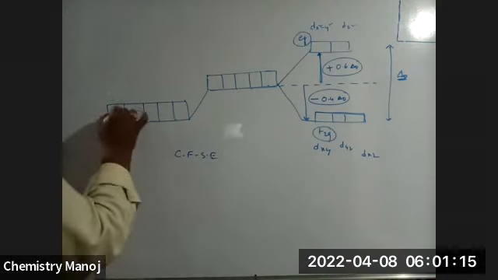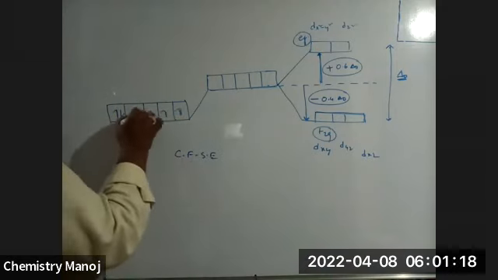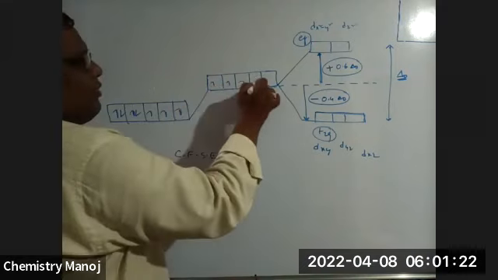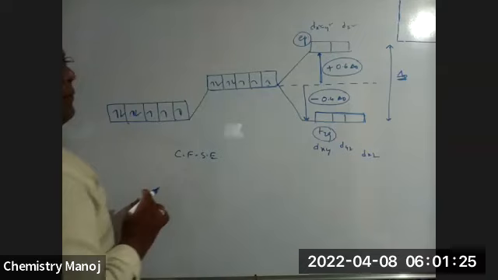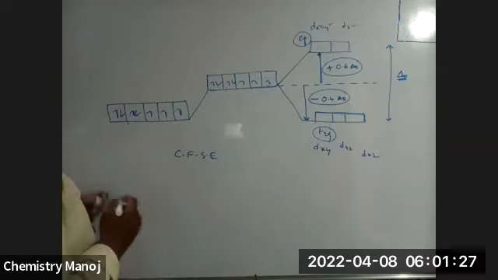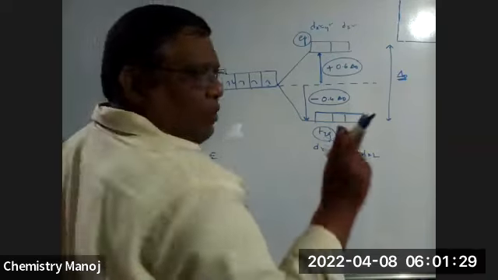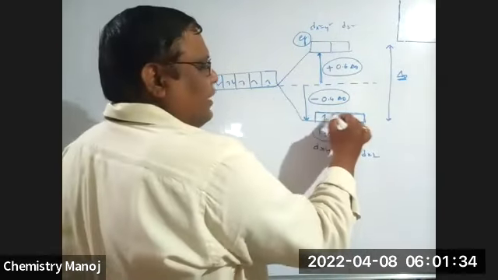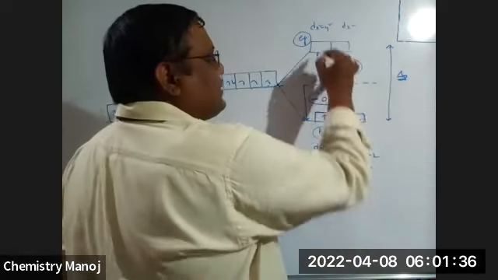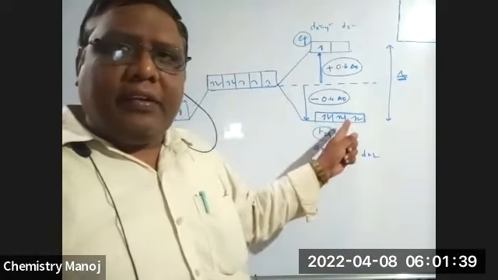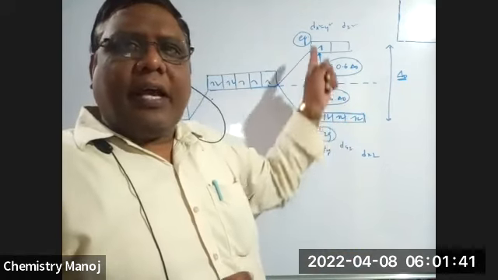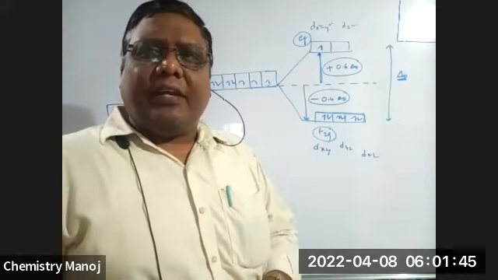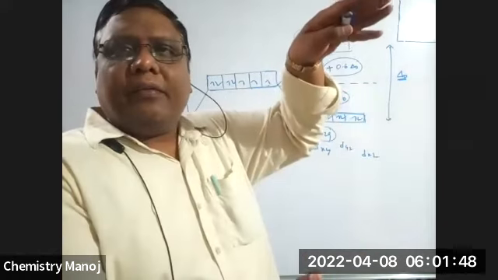For example, 1, 2, 3, 4, 5, 6, 7, total 7 electrons are there. Here also 7 electrons are there. In this case, we first fill the lower orbitals and then the higher orbitals. So 1, 2, 3, 4, 5, 6, 7. After filling these 3 T2G orbitals, only then does the electron enter the EG. Because T2G is lower and EG is higher, there is a gap between T2G and EG.